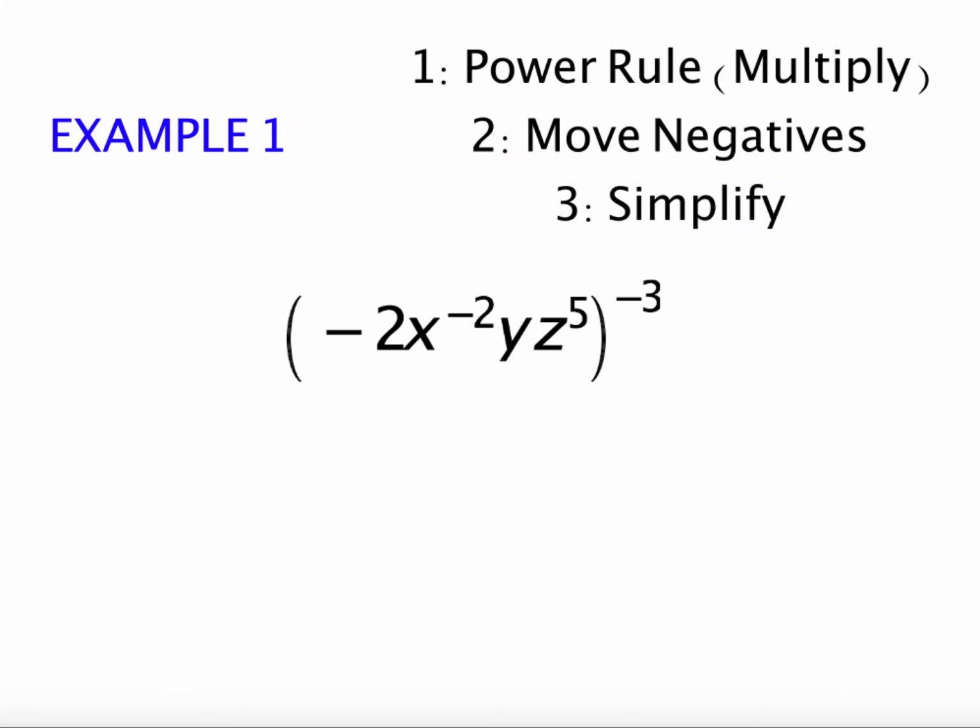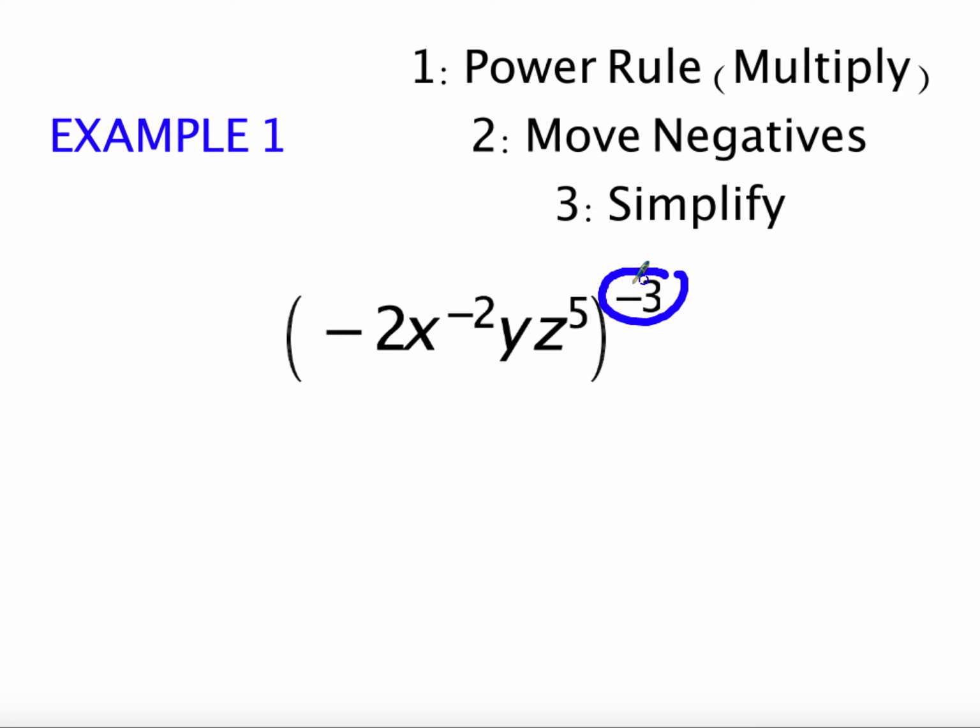When we are looking at a more complicated expression in which you apply more than one rule, here's my suggestion, just for a strategy as to how to tackle it. Use the power rule first, multiplying the exponent to each of the bases. Move around your negatives using that arrow strategy, and then simplify your final expression. Okay, so this example, you're just watching. You don't write this on your paper.